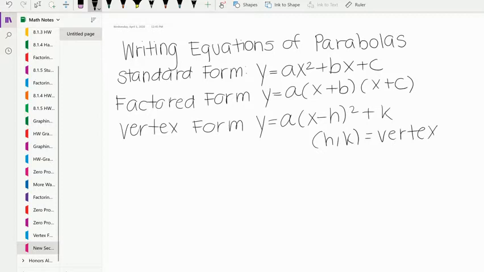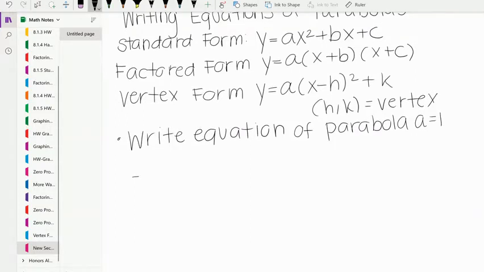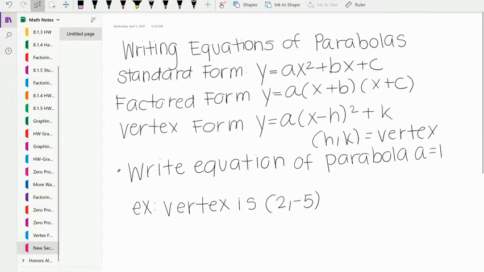Okay, so given certain information, we want to write the equation of parabolas, and we're going to assume that a, which is the stretch factor, is equal to 1. So the first example we are going to look at is we are given that the vertex is (2, -5). Now when it says write the equation of a parabola, it doesn't specify the form.